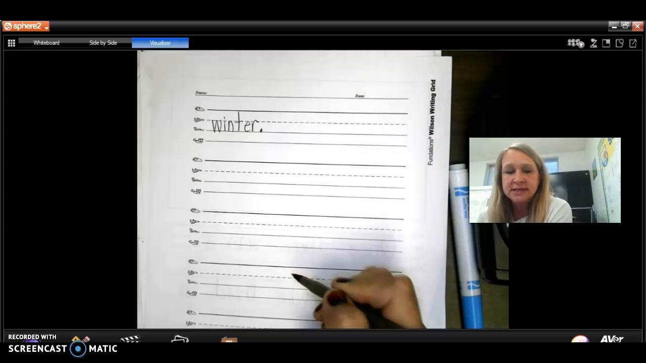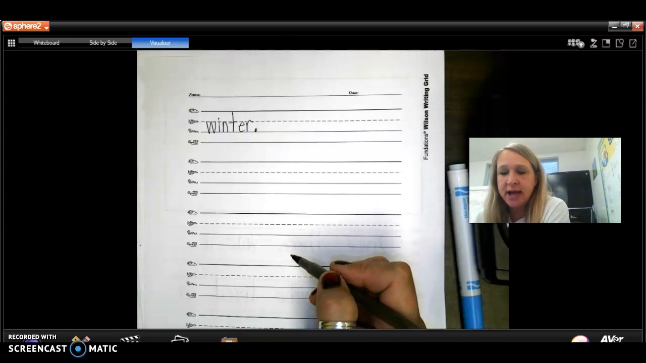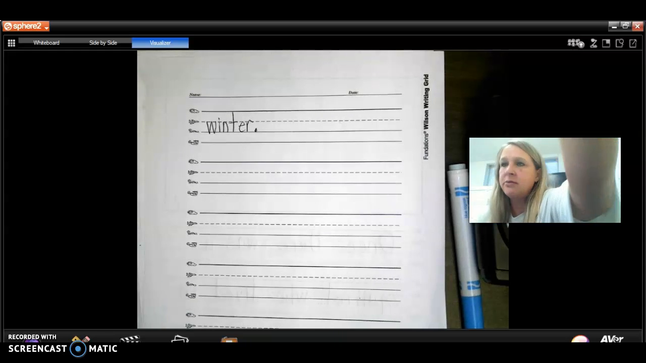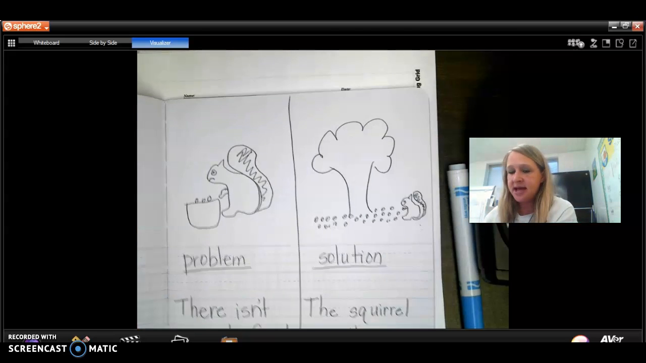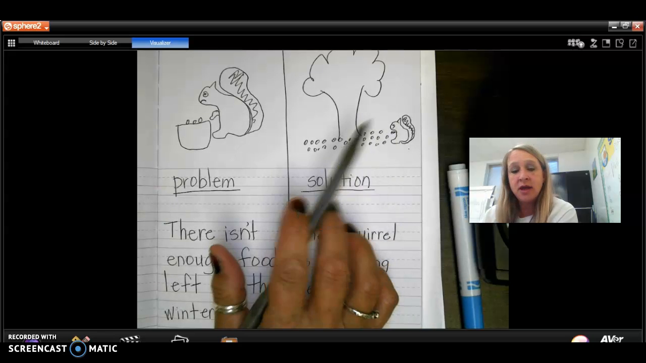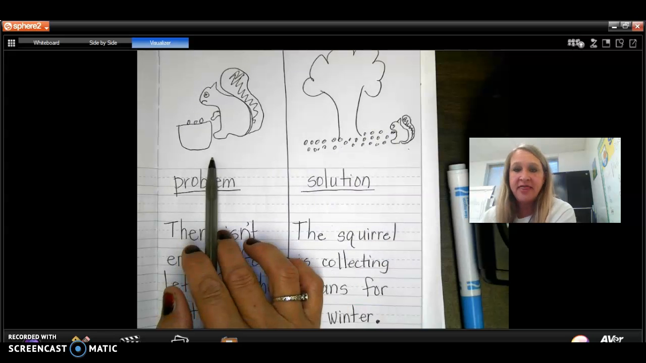All right. So now I need to write my solution. How did he solve that problem? I can go back and look at my graphic organizer, which says the squirrel is collecting pecans for the winter. So I can look at my picture and it's like, oh yeah, that's how he solved that problem.